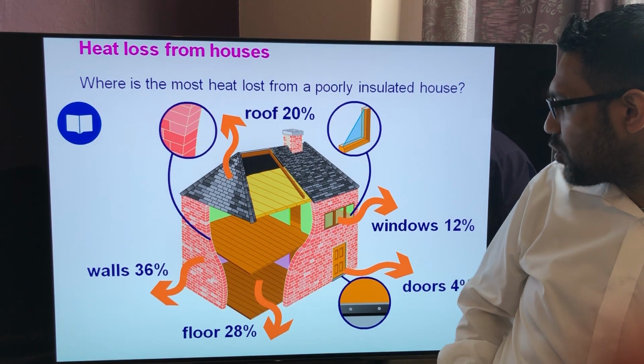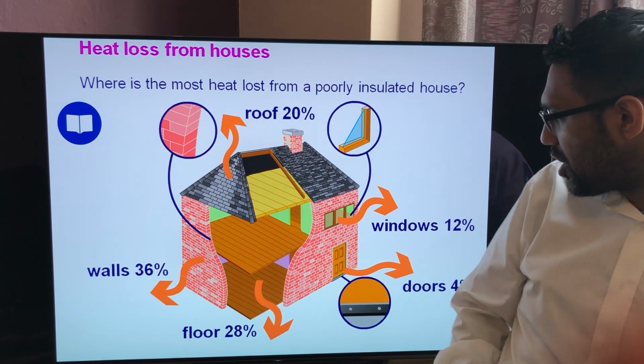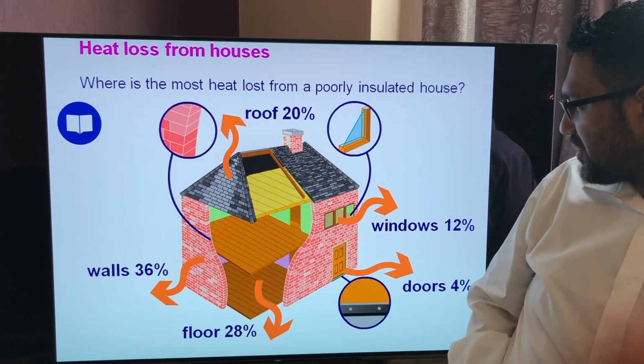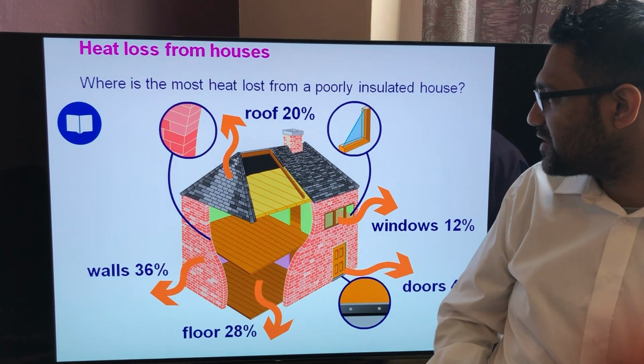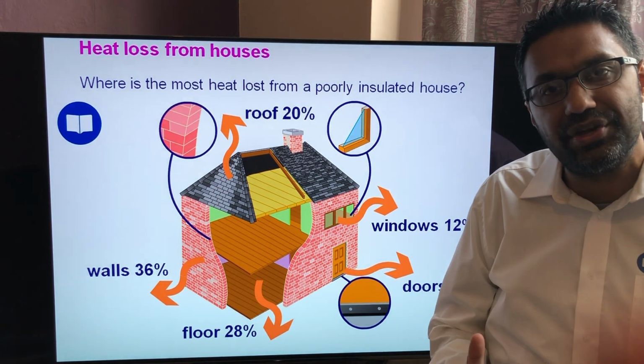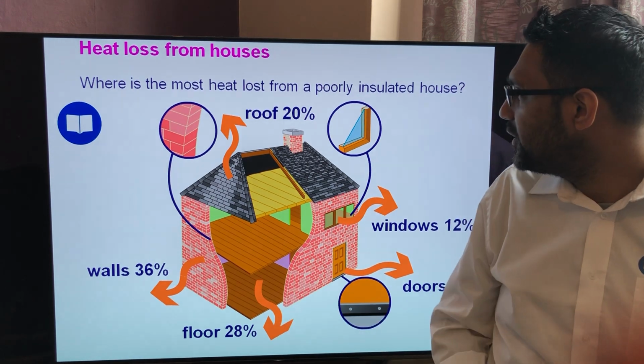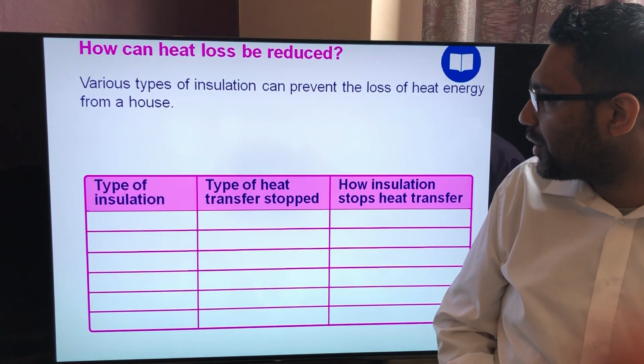Your floor, if you look, a quarter of it goes through your floor. That's why we put carpets down. And even 4% through your door. That's why you tend to put draught excluders down. And 12% through your windows. But it depends on the size of your window. Some houses have small windows. Some houses have huge windows. But then we need to think about what we're going to do.